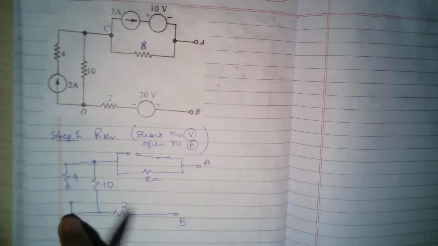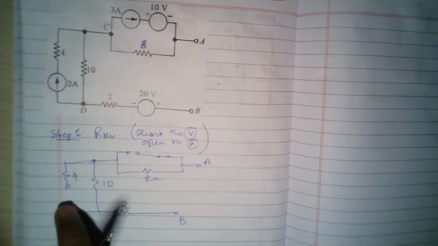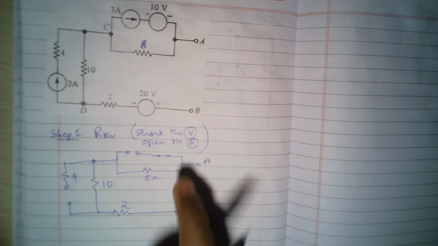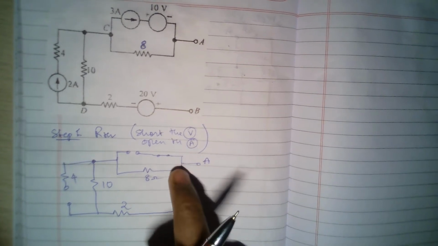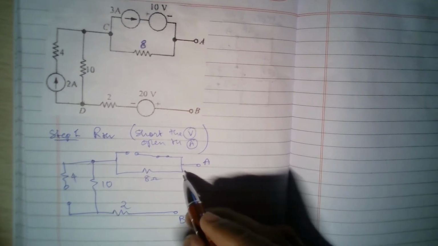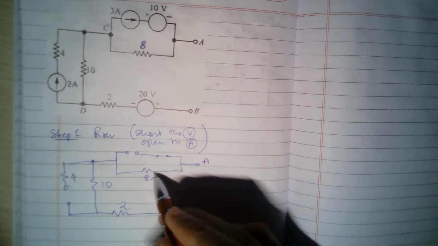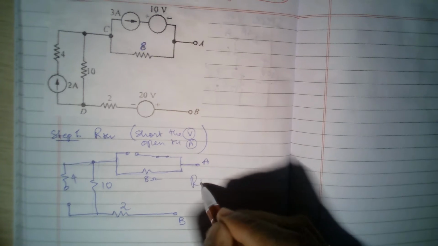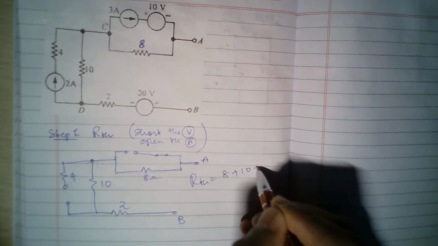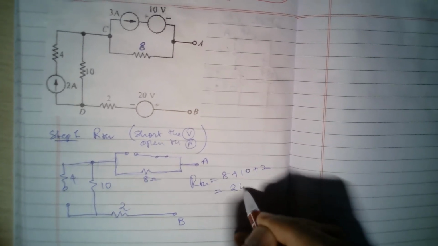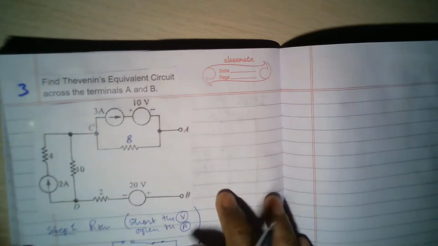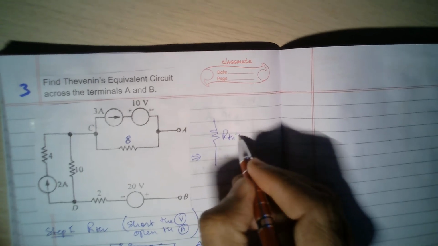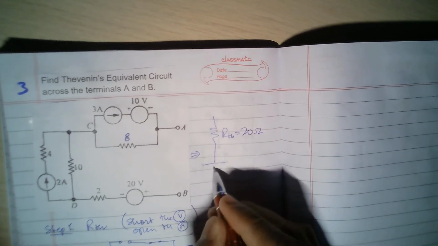So this branch is completely open because there is open circuit here. Current will be 0 in this, so nothing is there. Here also current will be 0. So effectively 8, 10 and 2. Okay, so the resistance between A and B is nothing but 8 in series with 10 in series with 2. Okay, so RTH is 8 plus 10 plus 2, which is 20 ohms. Okay, so I am getting the Thevenin's RTH equal to 20 ohms.